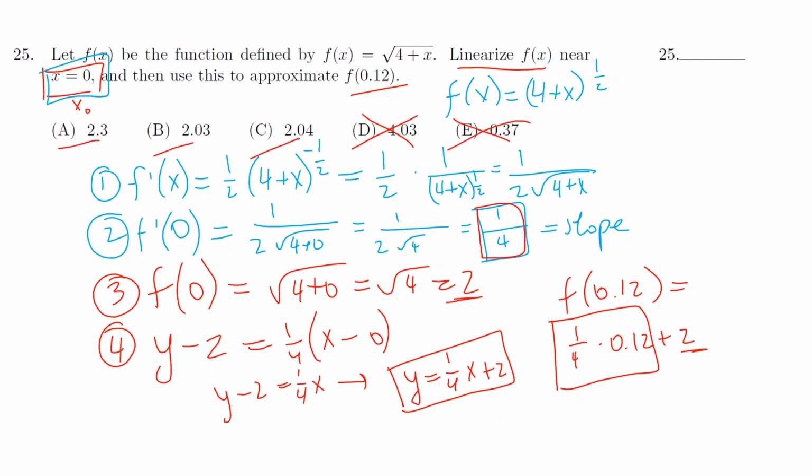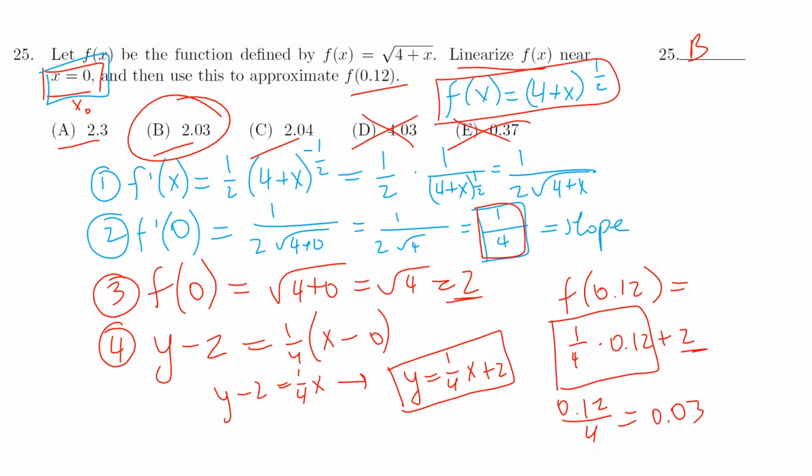So what is 0.12 times 1/4? 0.12 over 4. 12 over 4 is 3. So this is just 0.03 plus 2, which is 2.03. So it's B. Again, this problem is a little bit more complicated just because the original function was 4 plus x to the power of 1/2.